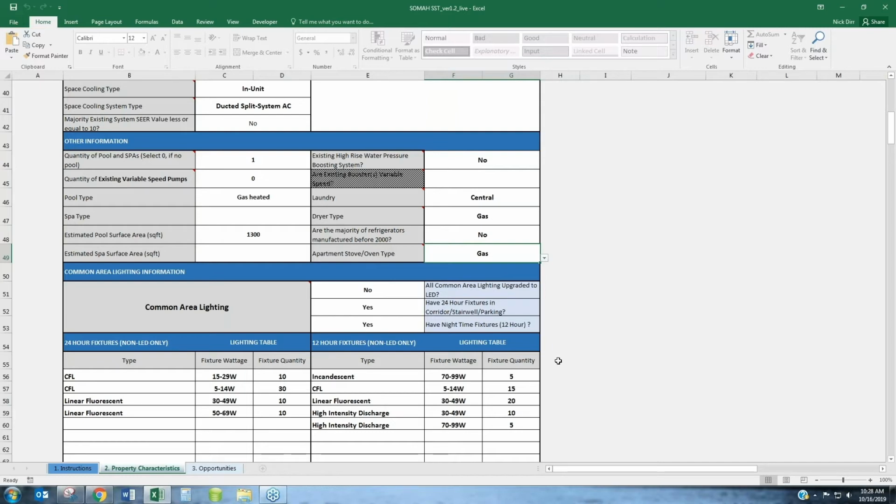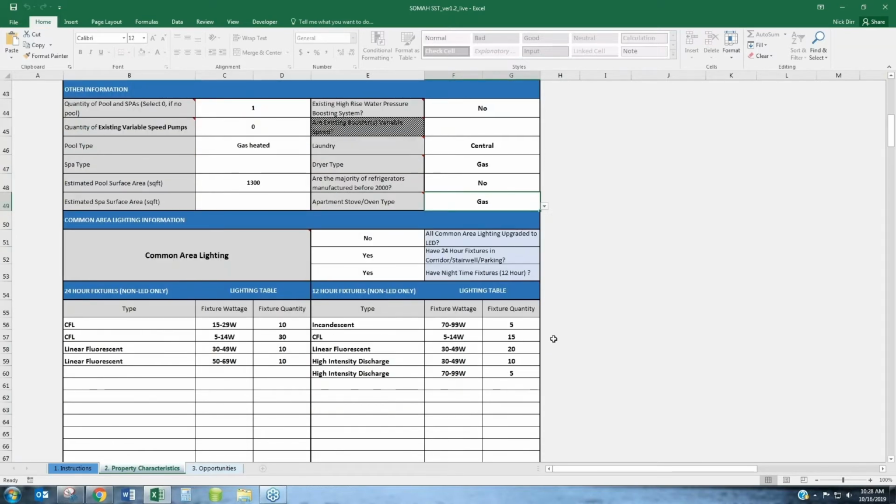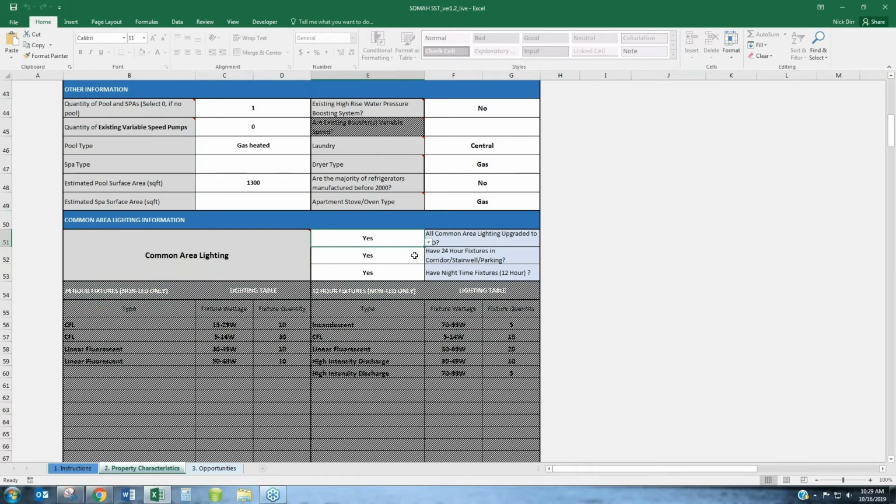And then also 12-hour fixtures. And so these are the fixtures that are on all night, usually controlled by a time clock or a photosensor. So these are not the light fixtures that are used by the tenants on their patios or entryways. These are only the fixtures that are on the common area meter that provide site or whole building lighting. And the tool is only interested in lights that have not yet been converted to LED. So if all the common area lighting has already been converted to LED, you can check yes, and you are done entering common area lighting information.